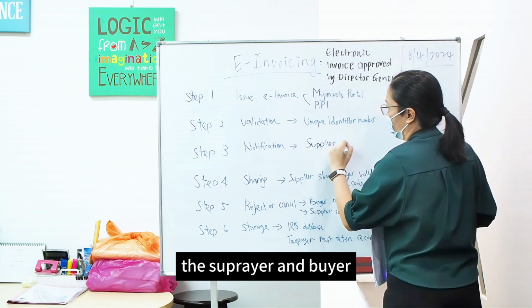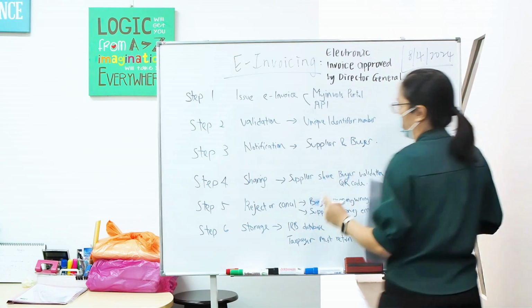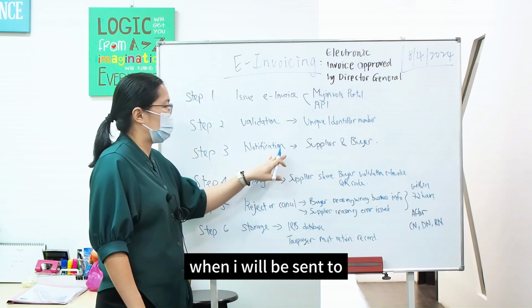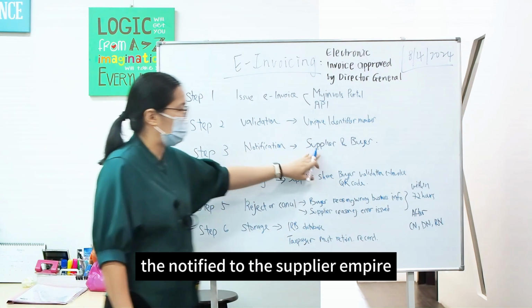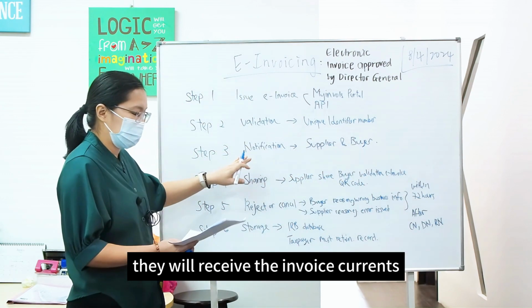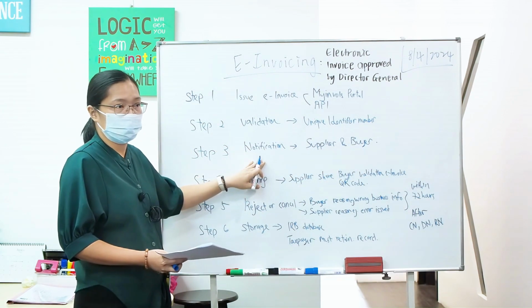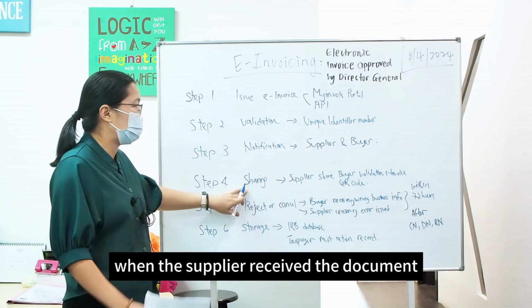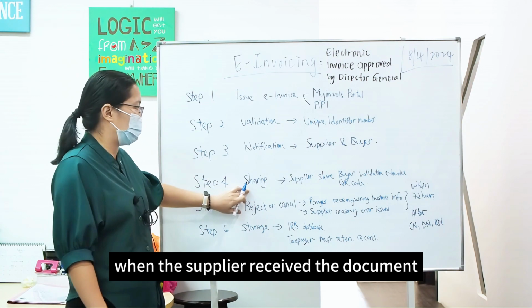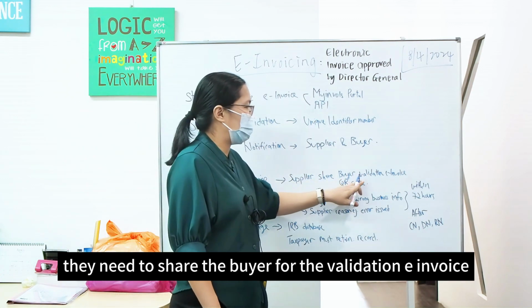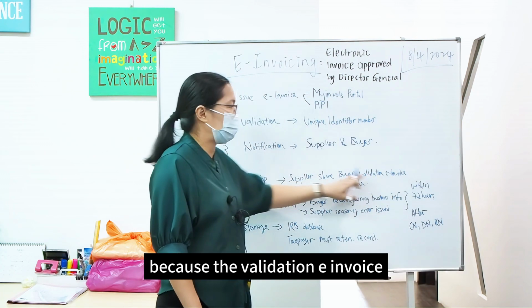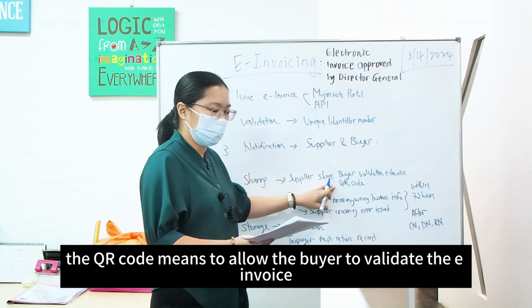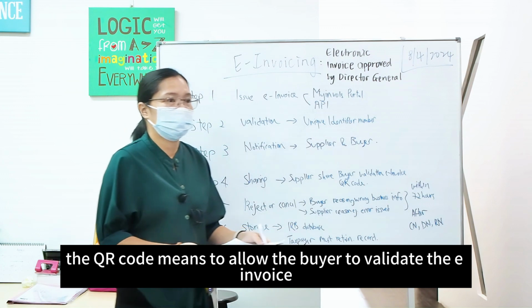the supplier and buyer. So when the IRB sends the notification to the supplier and buyer, they will receive the invoice clearance. So after, when the supplier receives the document, they need to share it with the buyer for validation of the e-invoice. Because of the validation, the e-invoice has a QR code. So the QR code allows the buyer to validate the e-invoice. Okay.